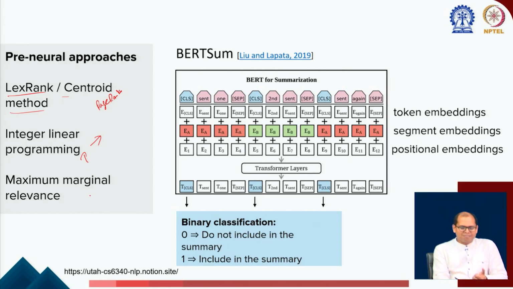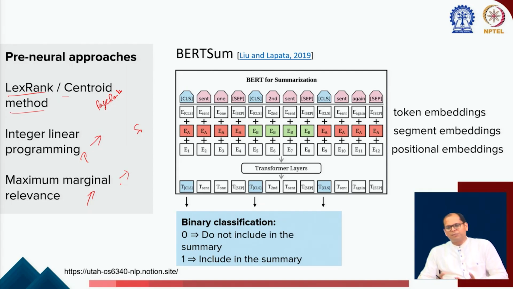So you ask, what is the maximum marginal relevance? Once you have selected one sentence, what is the further relevance of the next sentence, right? Accordingly you will select that. This is again a very important concept that is used for summarization, but that was before deep learning.